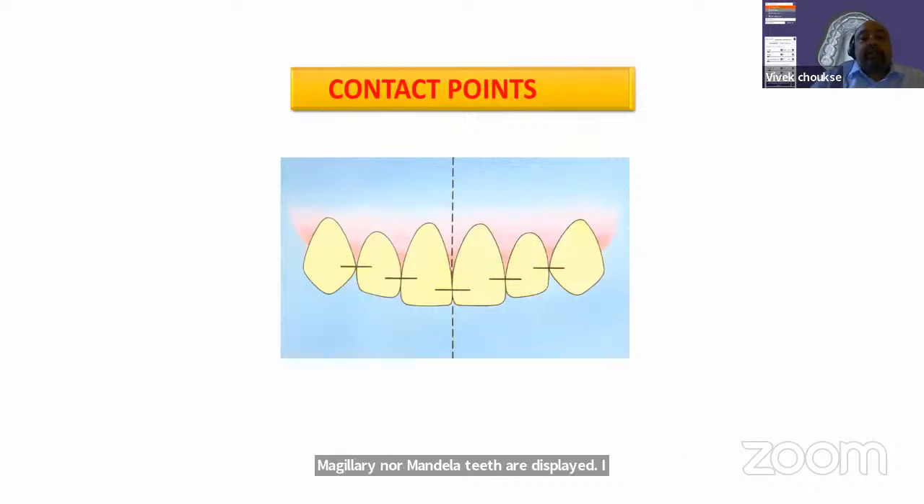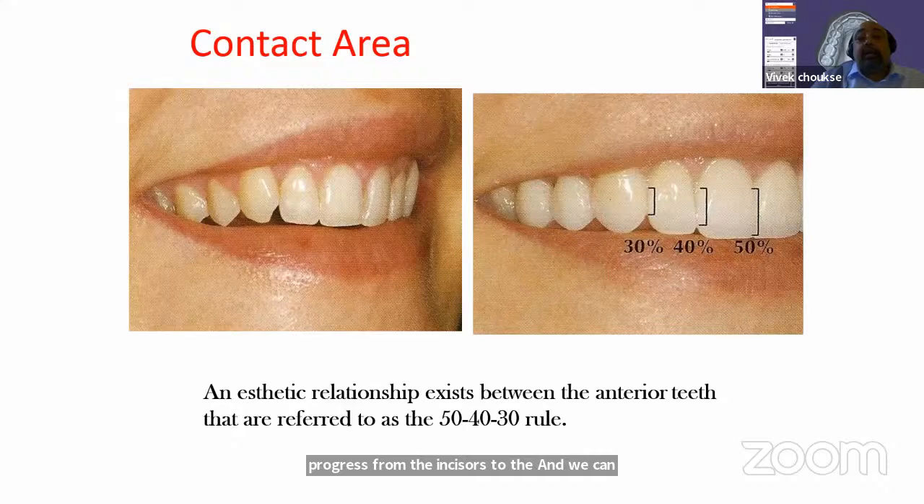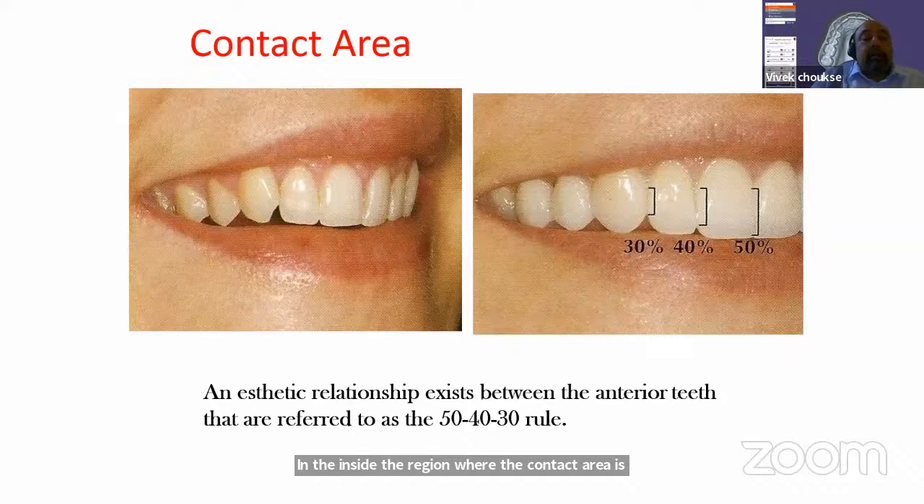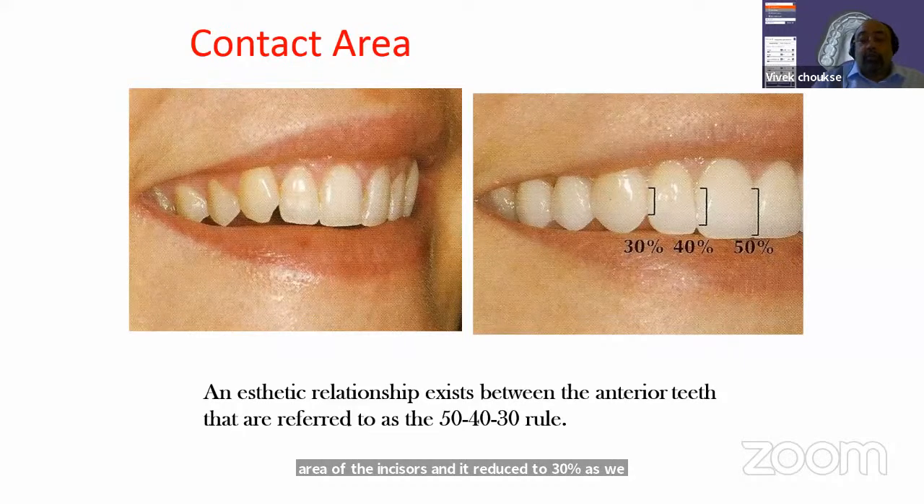Coming to the contact points, as we can see from this picture, the contact points shift from the incisal edge toward the cervical portion as we progress from the incisors to the canine. In the incisor region, the contact area is around 50% of the total proximal area of the incisors, and it reduces to 30% as we go from the incisors towards the canine.